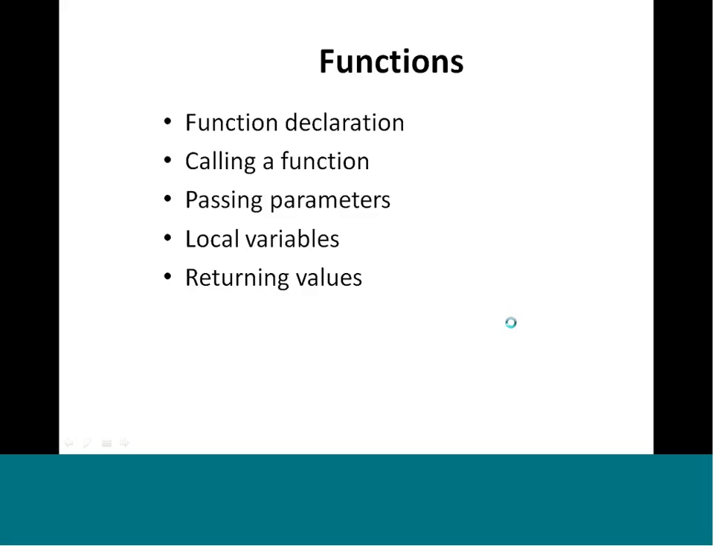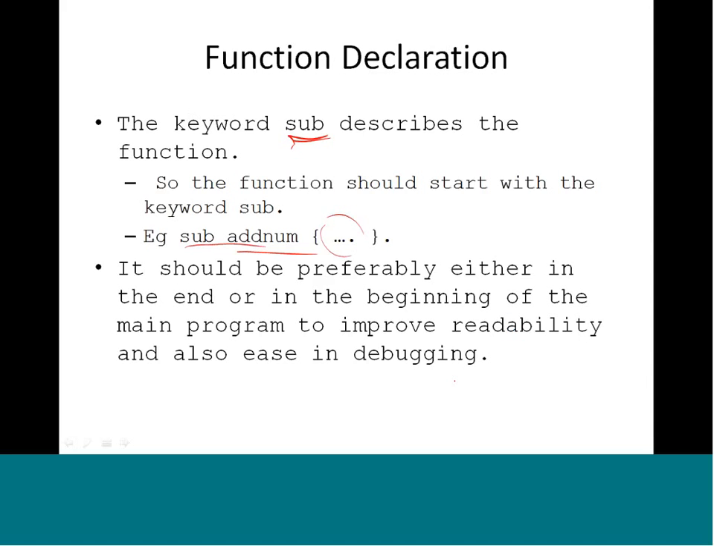So again, on the functions, we talked about the function declaration. I just want to reinforce the function declaration. We use the keyword sub to describe the function. These parameters are required basically. So the function should always start with the keyword sub. It should preferably be either at the end or at the beginning of the main program. This improves the readability. Perl does not have any requirement as to where the function declarations should be. So you can use it at the beginning of the program or at the end of the program. But use it in one place consistently all the time so that it improves the readability.